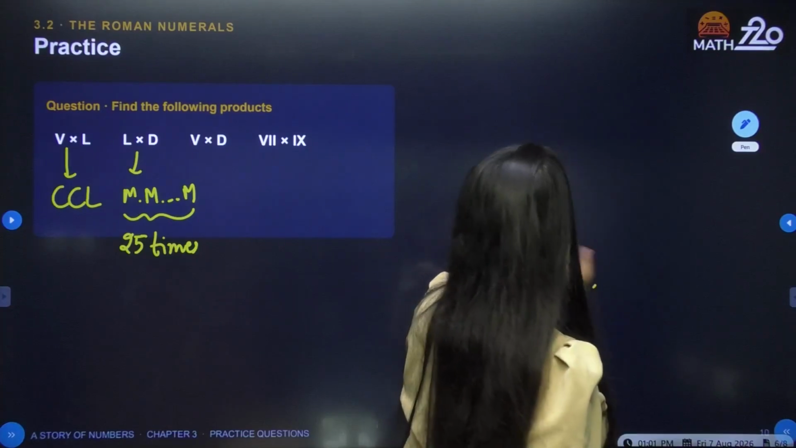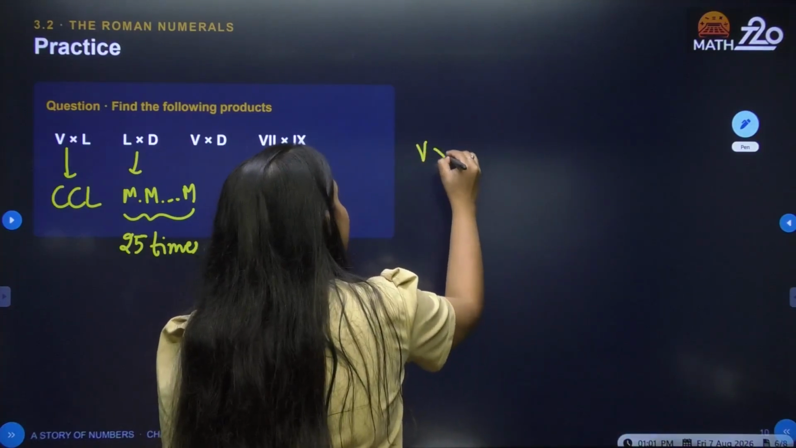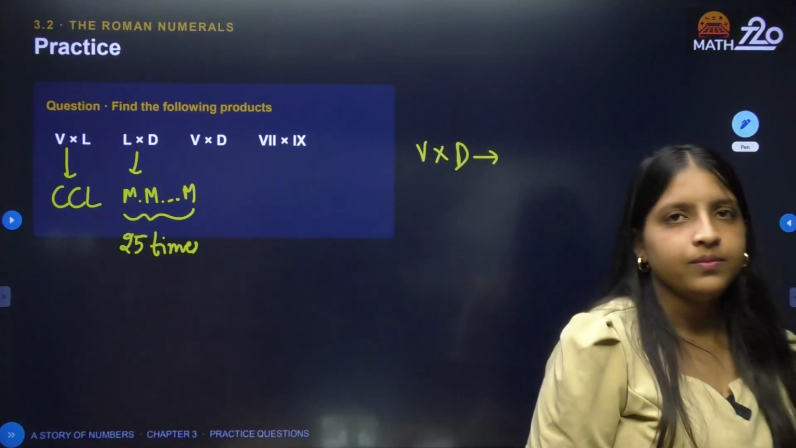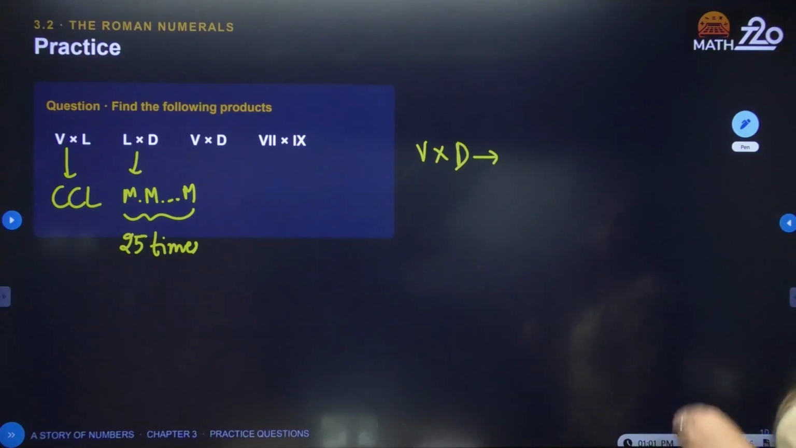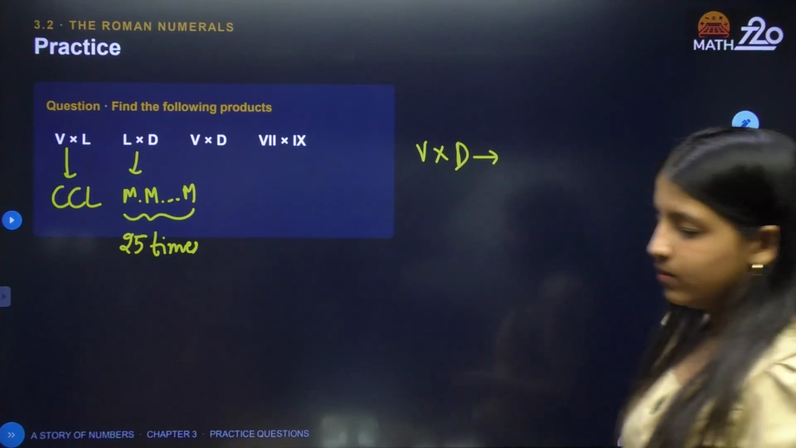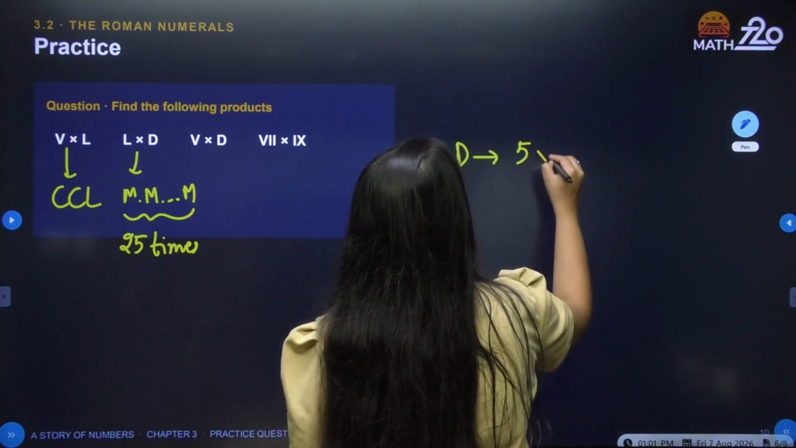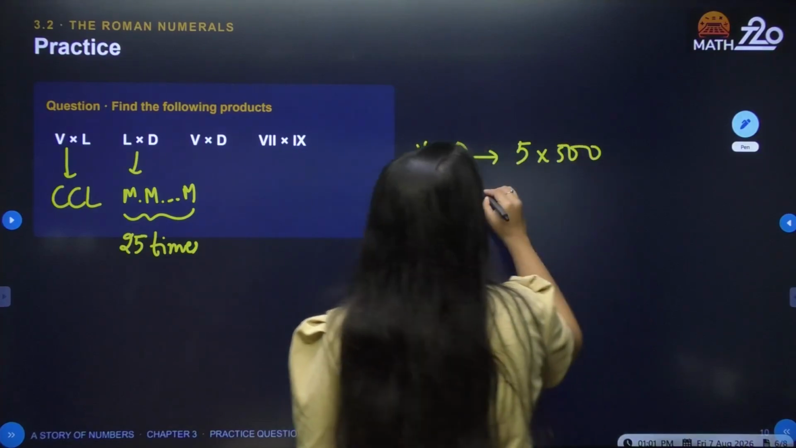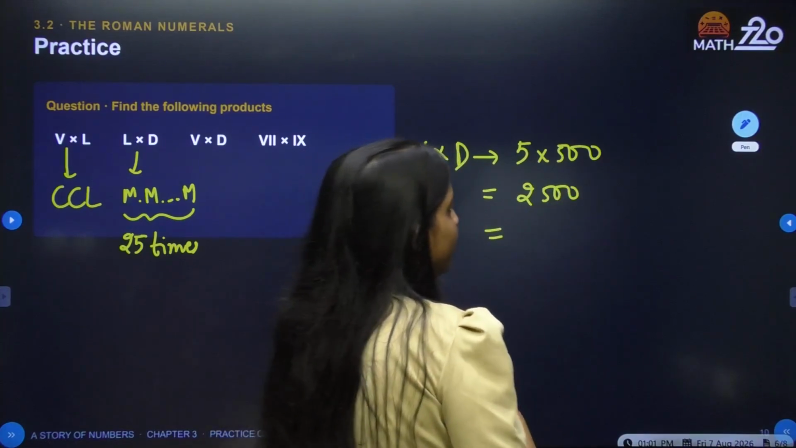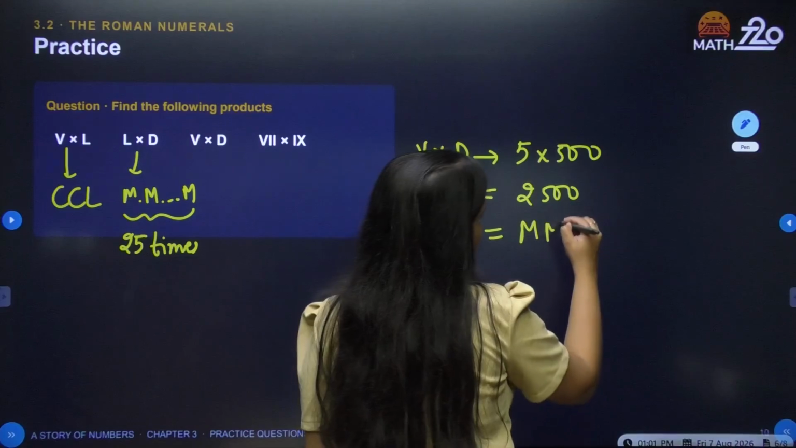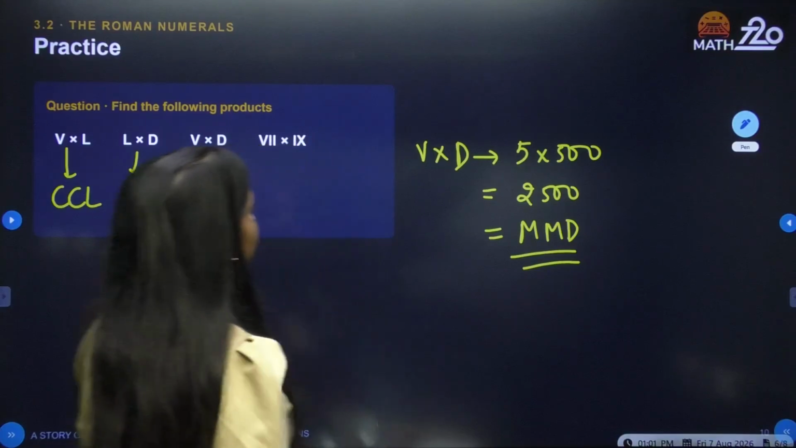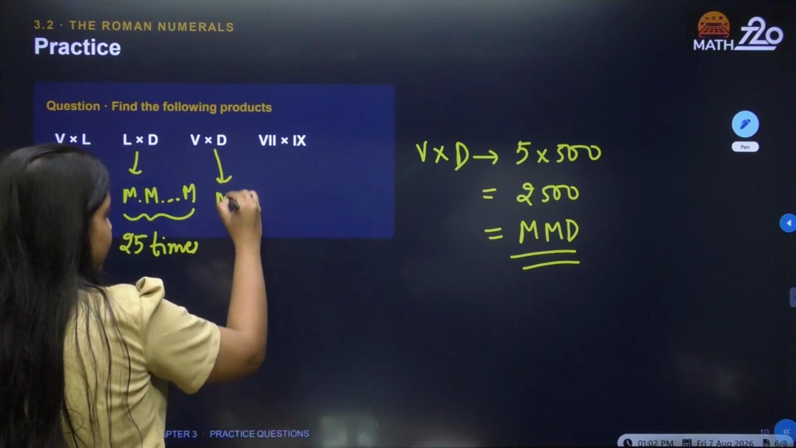Okay, next question is V into D. Try to solve this question now. V is 5, D is 500. That is 2500. Break it out. What will be the representation? It will be MMD: 1000, 1000 and 500. So the Roman representation of V cross D is MMD, that is this.